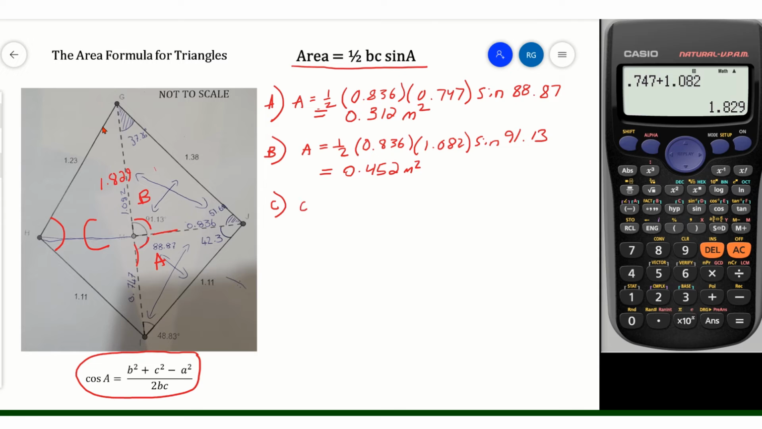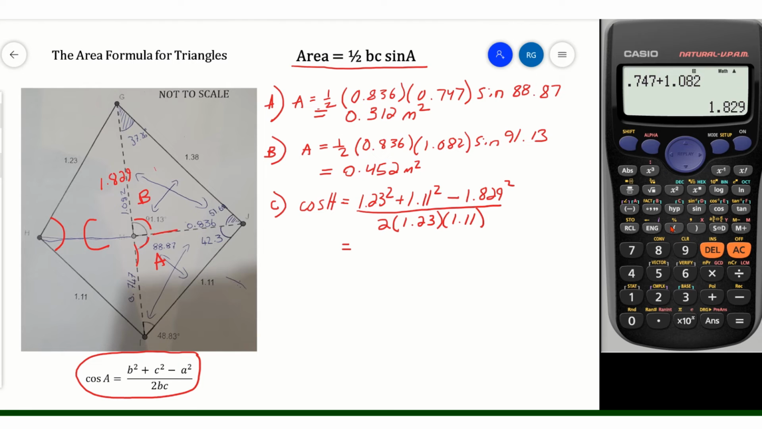We'll say cosine, I'm going to call it h, since that's the vertex at that angle. And I'm going to use the two adjacent sides, so it's 1.23 squared plus 1.11 squared minus the opposite side squared. So that's where the 1.829 comes in. And then this is all over 2 times b times c. So that's just going to be 2 times 1.23 times 1.11.